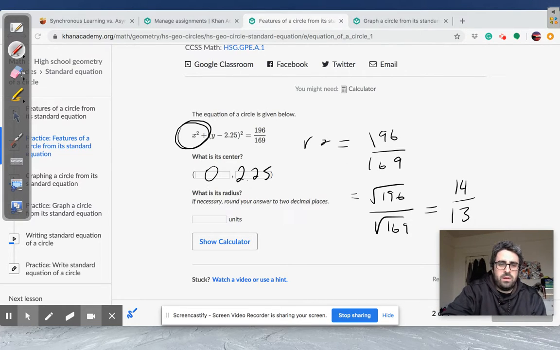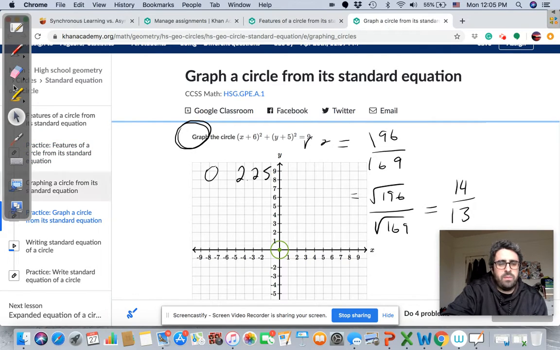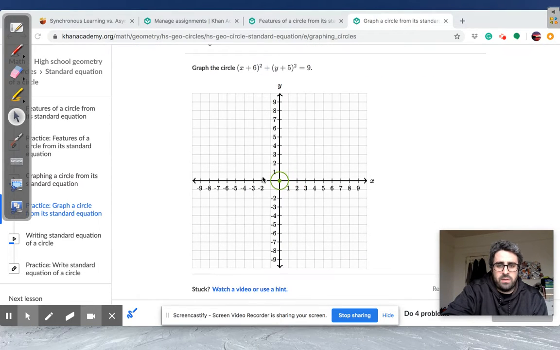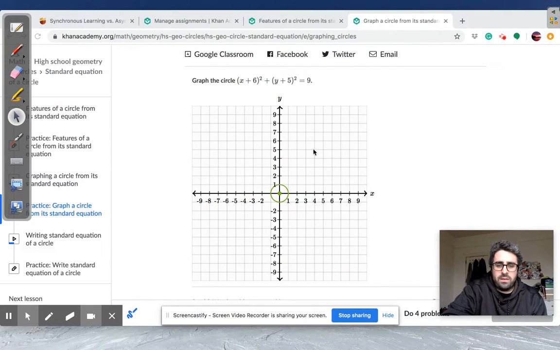All right, let's look at the other problem set really quickly. So in this one, you're asked to graph a circle from its equation. So it's a very similar type of problem to what we just saw, except you're just going to drag this circle around to plot it. So here we have the equation of the circle as (x plus 6) squared plus (y plus 5) squared equals 9.